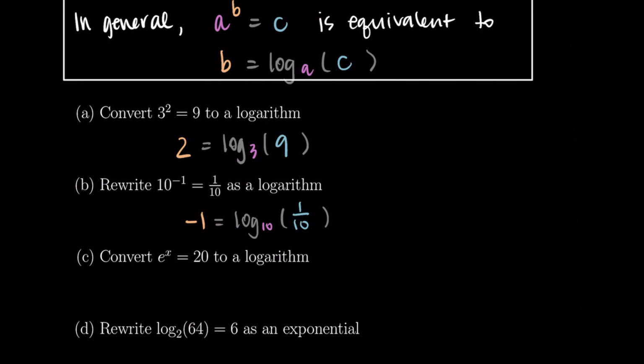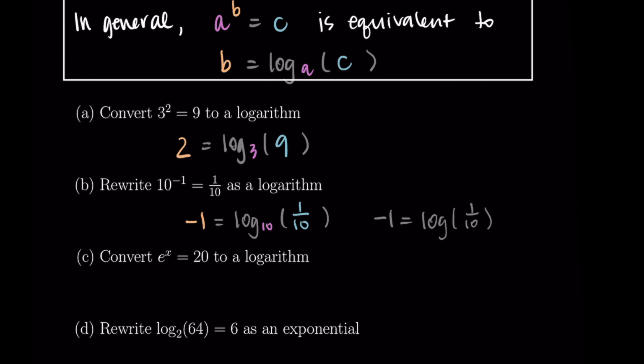Okay, and just a note, you could write this without the base at all. So you could write negative 1 equals log of 1/10, just because if we don't write the base on the log, it's implied to be 10. But honestly, it doesn't hurt to just write the 10 if you want. Just good to know that some other people might not write it, so you'll need to know how to tell which one it is.